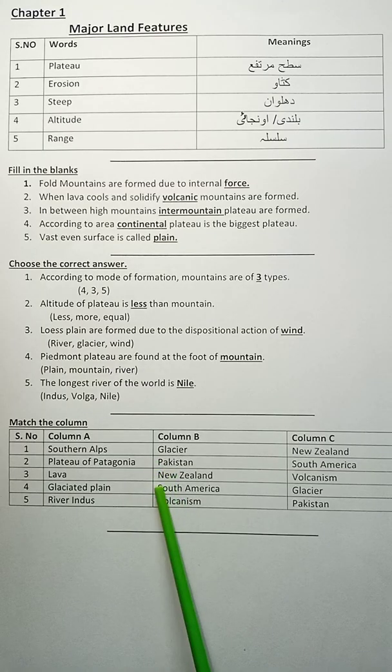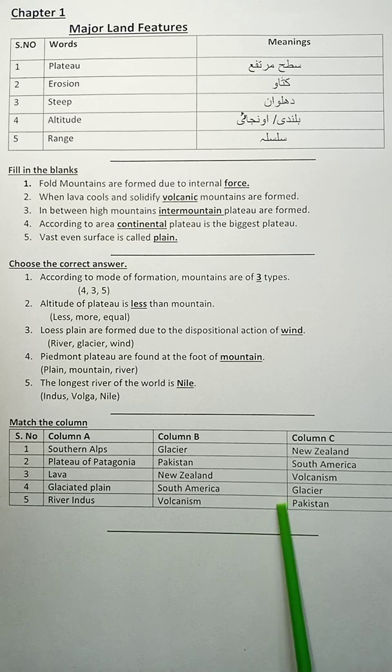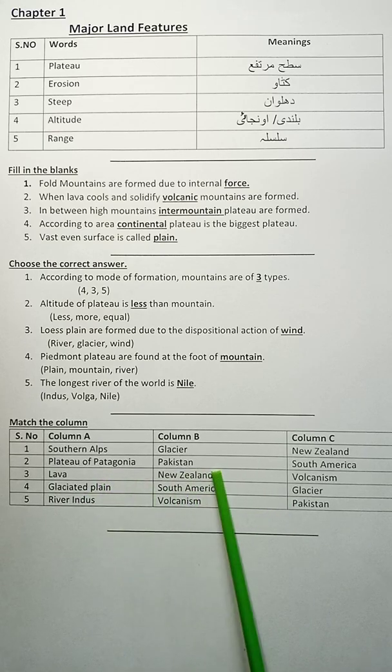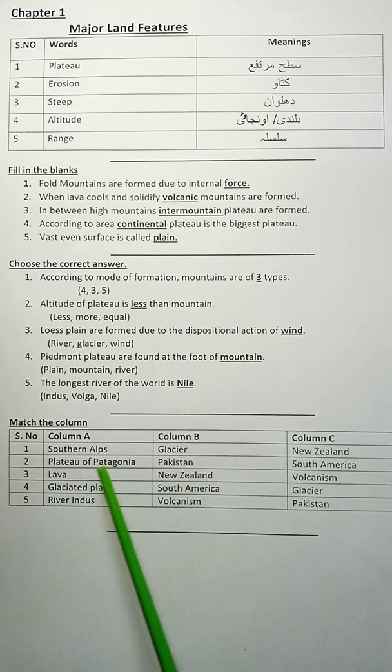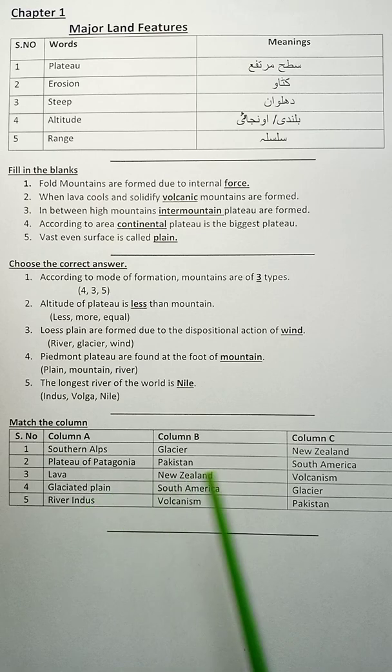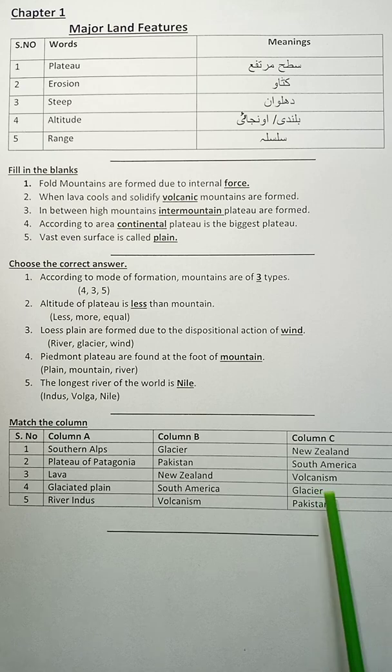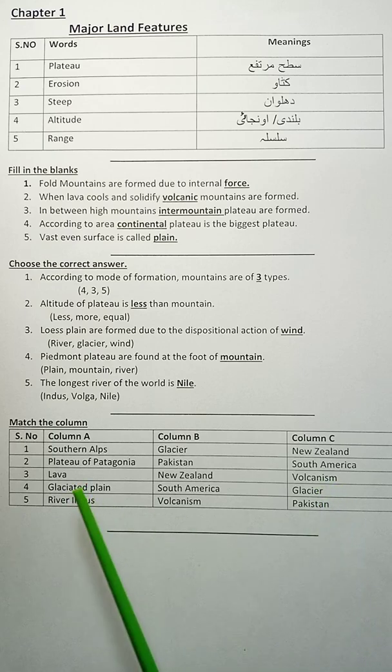Students, now ready for match the column. Draw 2 lines and make 3 columns, column A, column B and column C. We have few words in column A and the answers in column B. And in column C, we have to write the correct answer for column A.